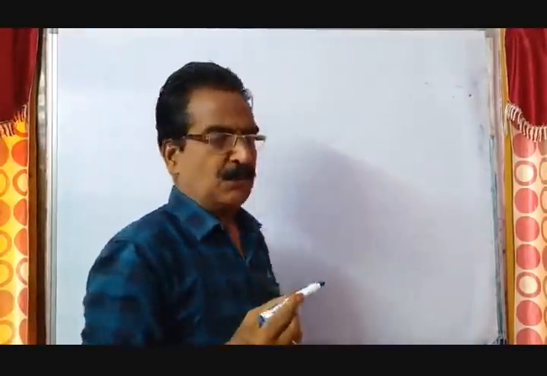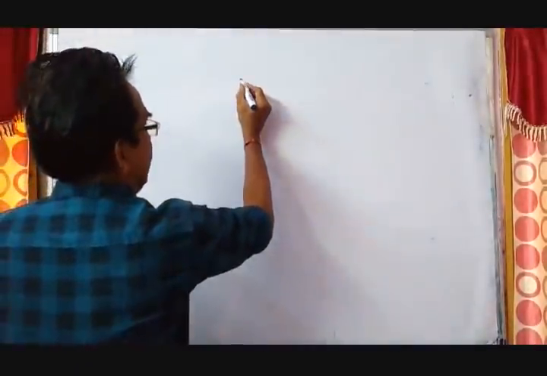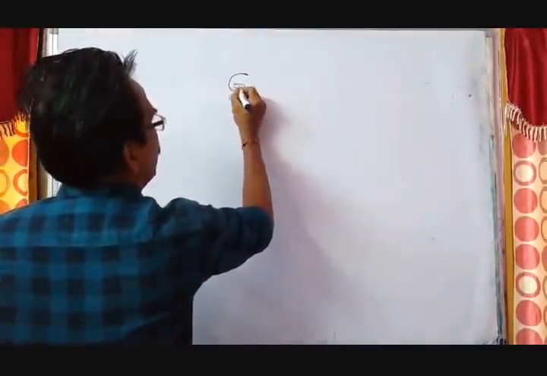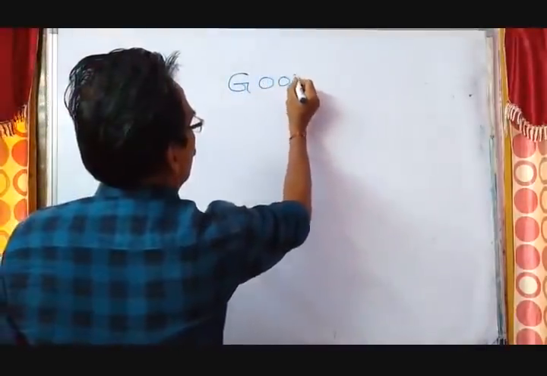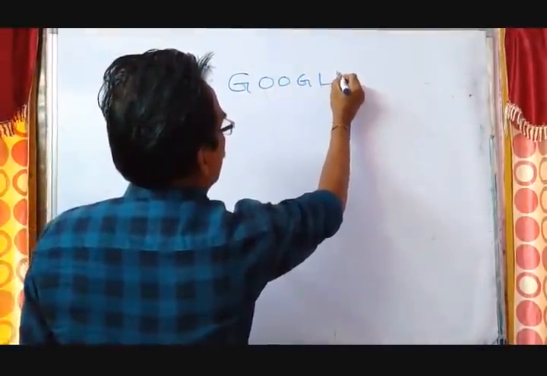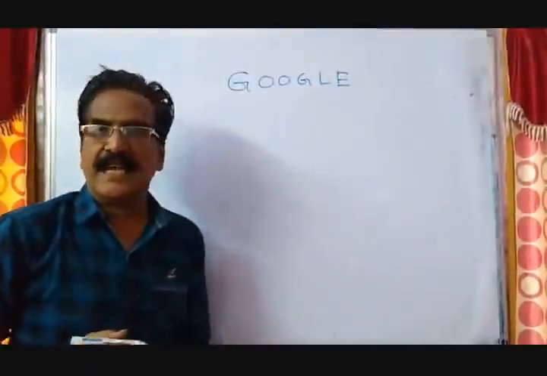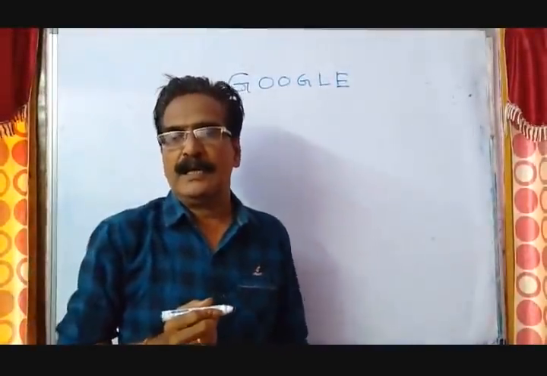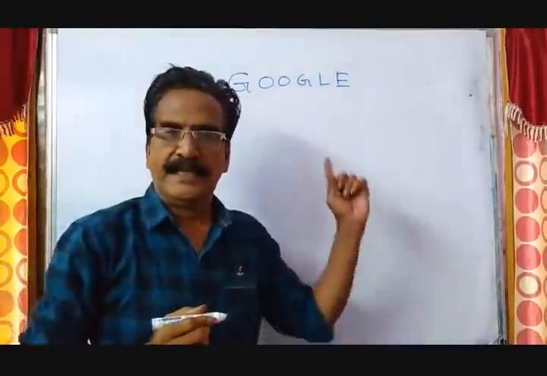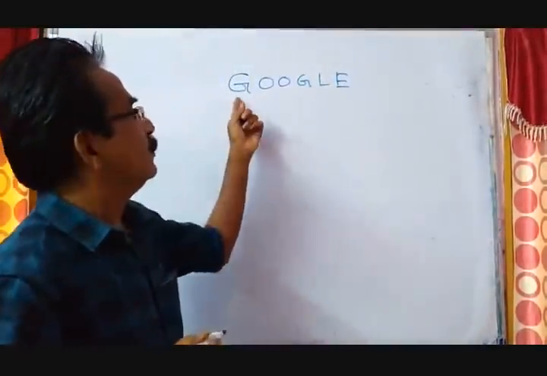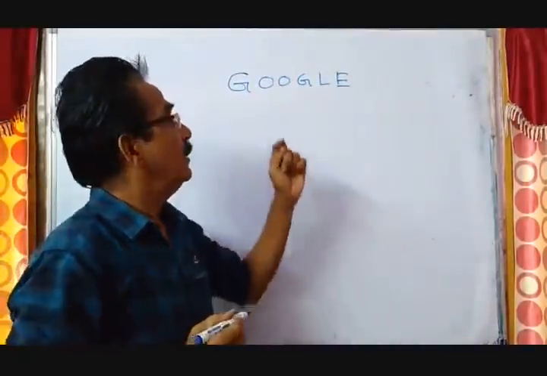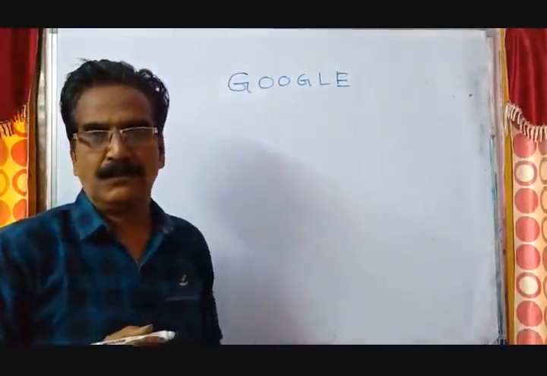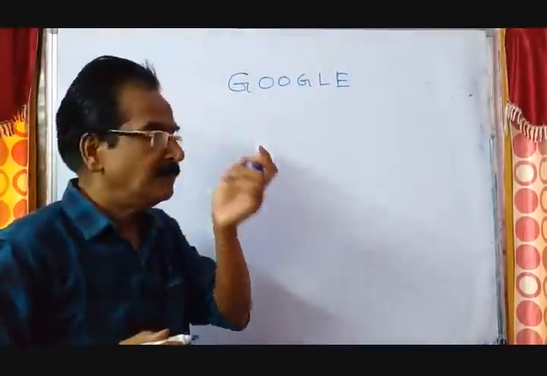Okay friends, now let us see how to find the rank of a word when the letters are repeated. So, what is the rank of the word Google in the dictionary? Here the letters are repeated. 2 G's are there, 2 O's are there.